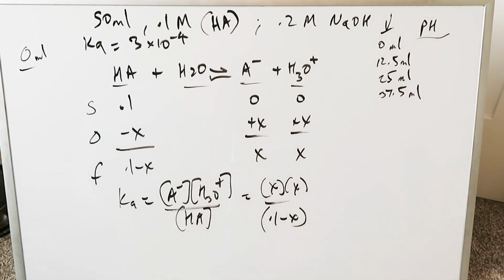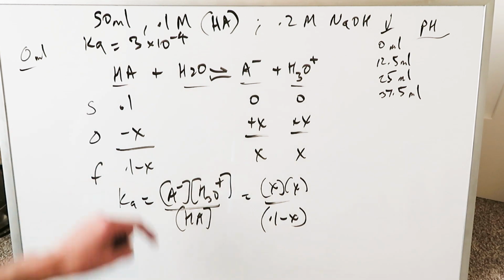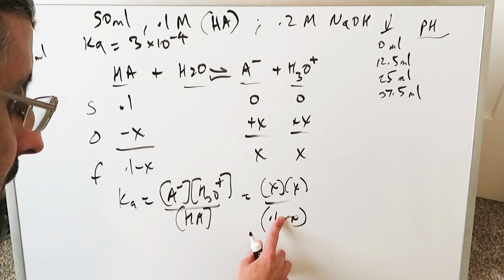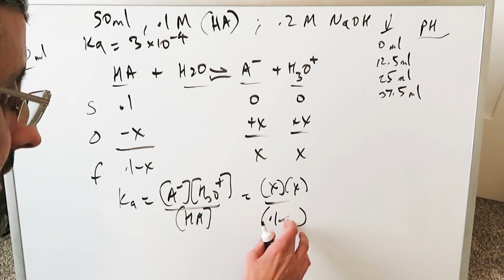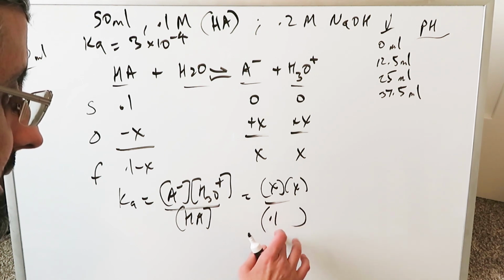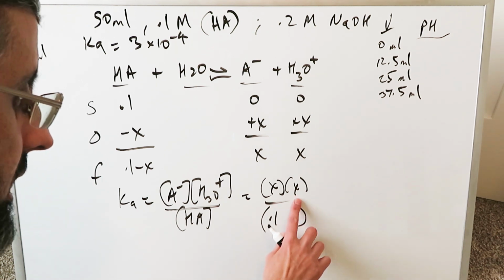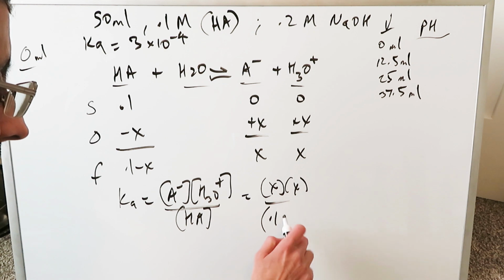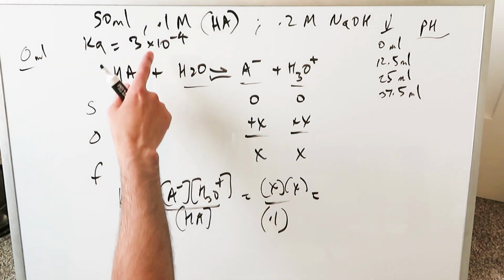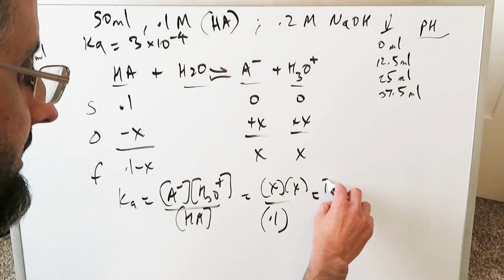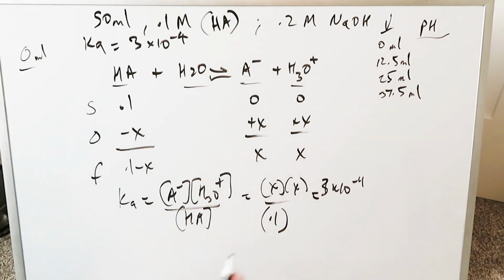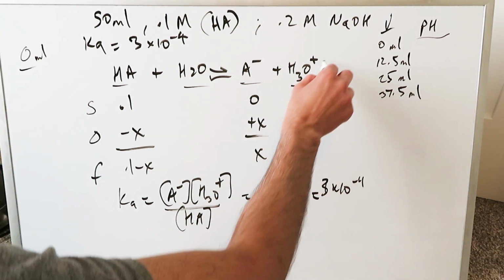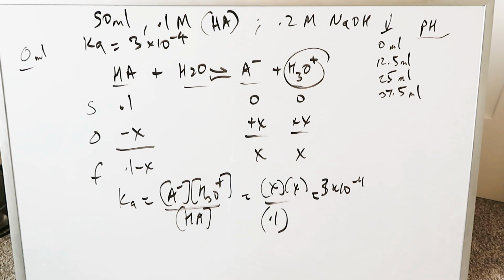Your first shortcut and assumption is this. Because this Ka value is small, you can eliminate this minus x. If you don't, you'll end up in a quadratic formula type of situation and your work will become large, long and cumbersome. This shortcut is very acceptable for Ka values which are small. And all of this is equal to 3 times 10 to the minus 4. All you have to do is solve for that x. That x will give you your pH.